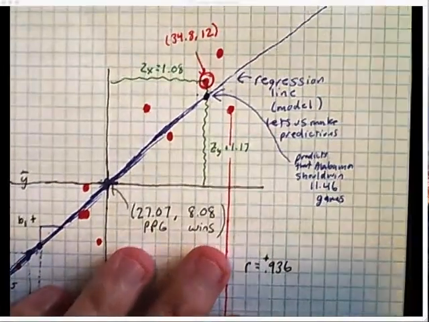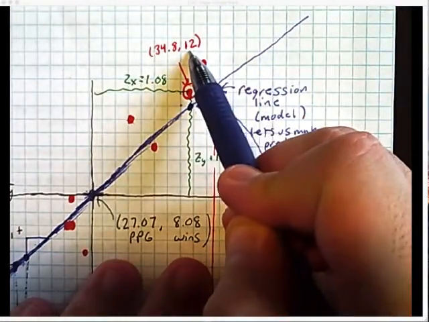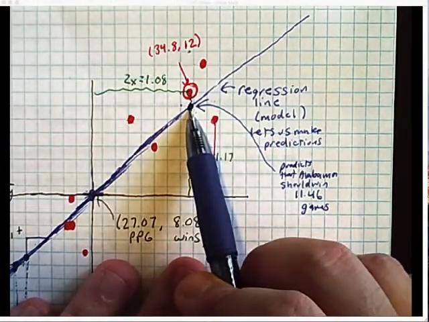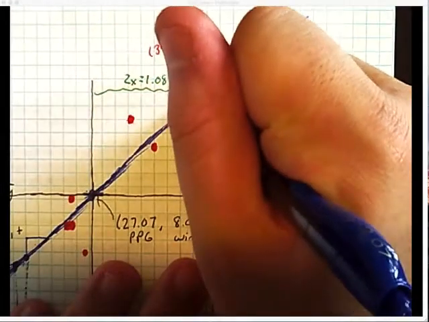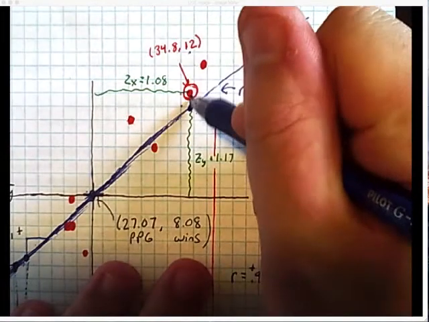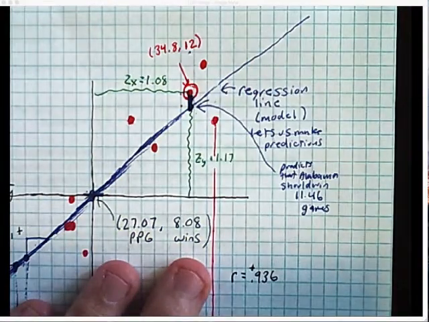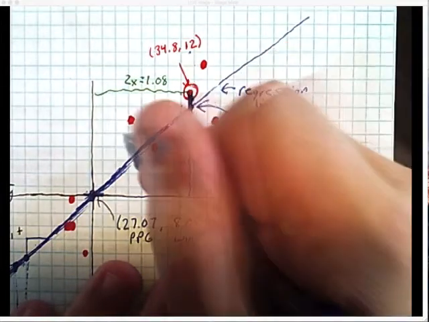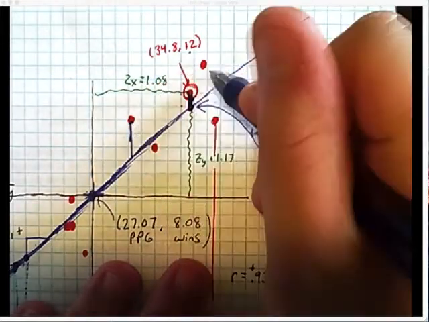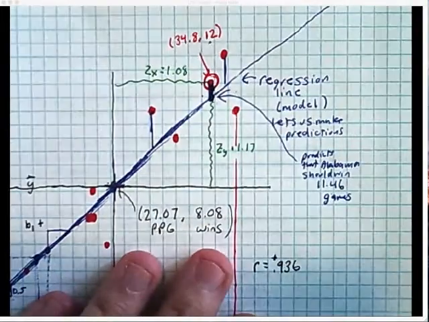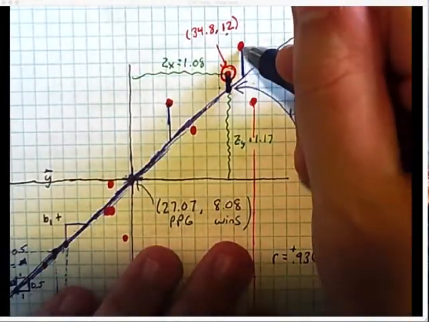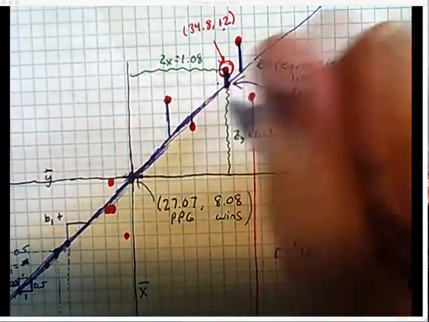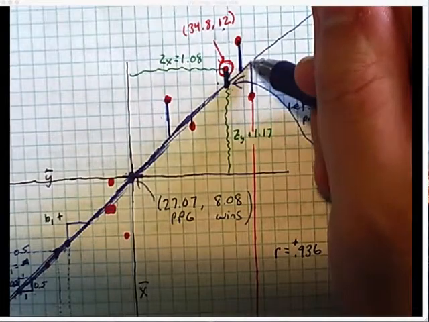All right. Clearly, there's a difference here. Alabama actually won 12 games, but our prediction line says that Alabama should have won 11.46 games. The length of this right here is a difference between the prediction and the observed. All of these points that fall above the line did better than expected. The teams that are underneath the prediction line did not do as well as expected.